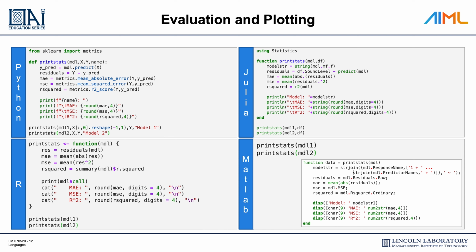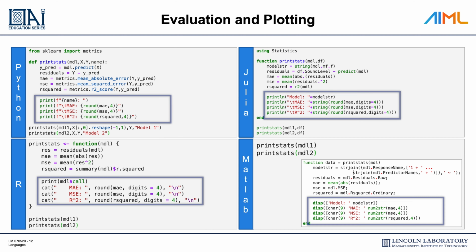I'm writing a function that prints out the mean absolute error, the mean squared error, and the R-squared values for an input model so we can compare them. Again, the MATLAB function must be in a separate file. In Python, sklearn has a subpackage, metrics, that will calculate these for us. The others have similar functions or properties stored within the model that contain this information as well. In Julia, we load the statistics package, which comes with the base language, to calculate some of these. You can also see a bit of how to format string output in each language.